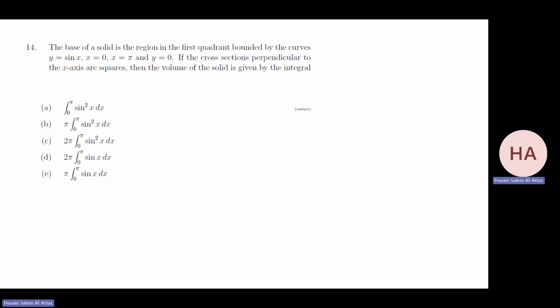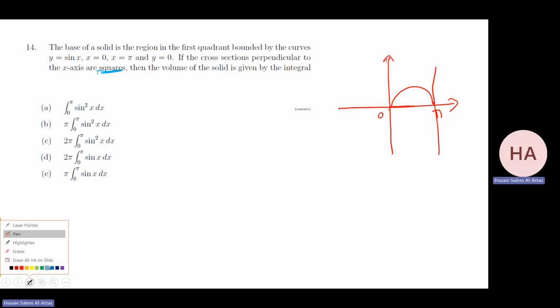More problems. We have squares in this case. So let me graph the region first. I have y equals sine x. These are the curves, y equals sine x from 0 to pi. This is what I want. And they have x equals 0, x equals pi. x equals 0 is the y-axis, and the x-axis. So I'm talking about this region. Okay.